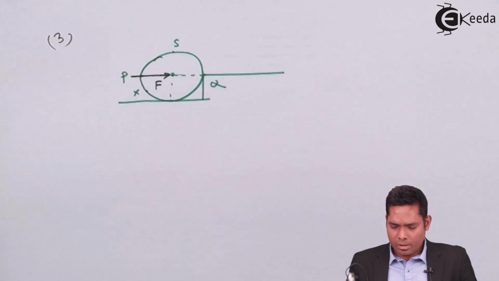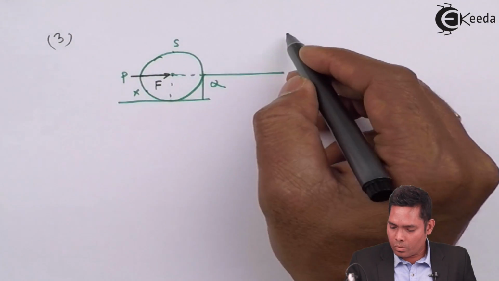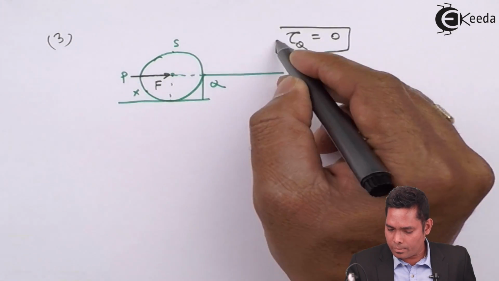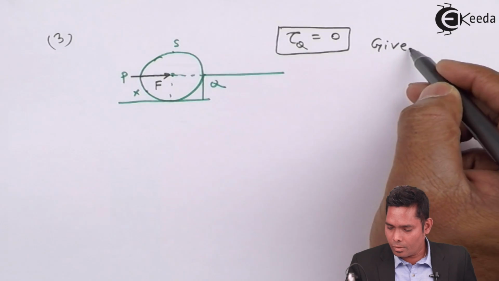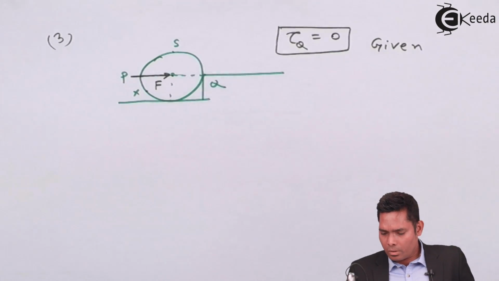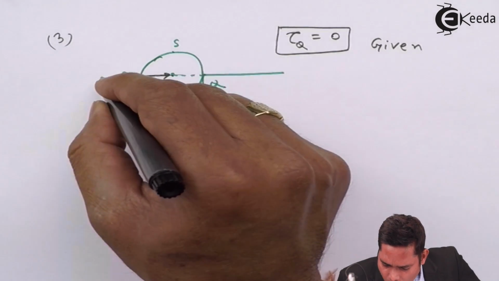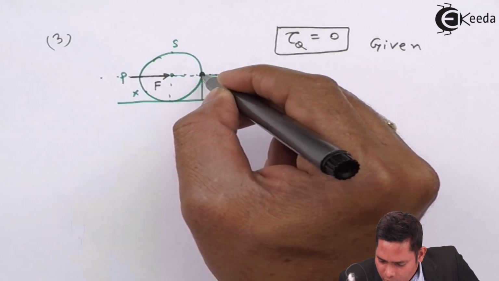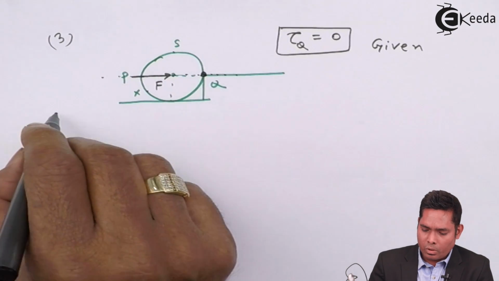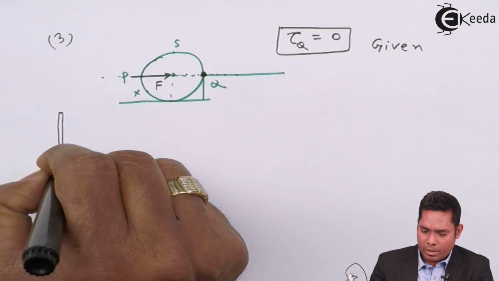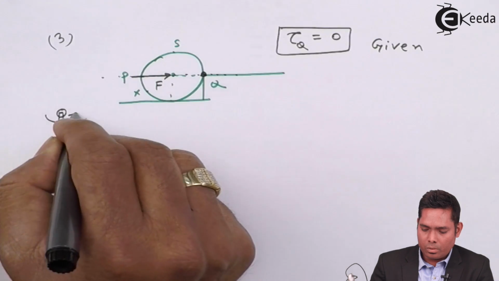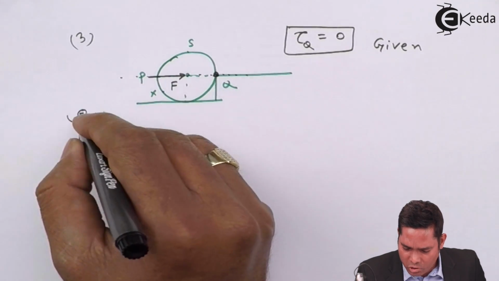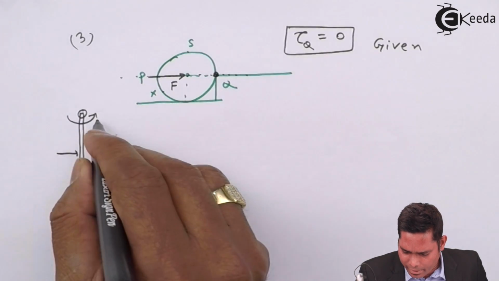Then it says that the torque about Q in this situation is 0. This is given. Let us check whether this is right or not. The line of action of the force passes through the point of rotation, because we know that if I want to rotate this rod about this hinge, if I apply force, then it will rotate like that.